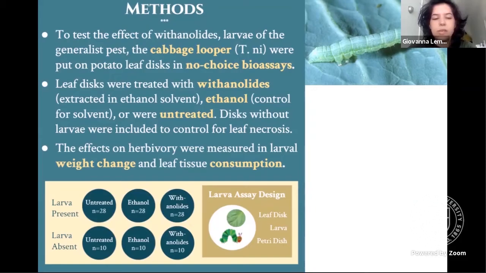For the leaf discs, we collected leaves from potato plants, as they are a common crop plant that T. ni readily consumes. Each leaf disc had one of 3 treatments applied, either a withanolide treatment, which is extracted in ethanol as a solvent, or an ethanol treatment to control for the solvent, or a no treatment to control for any ethanol effects. Some leaf discs were left without larvae to control for leaf necrosis, as previous experiments have shown discs to rot over the 24 hours.